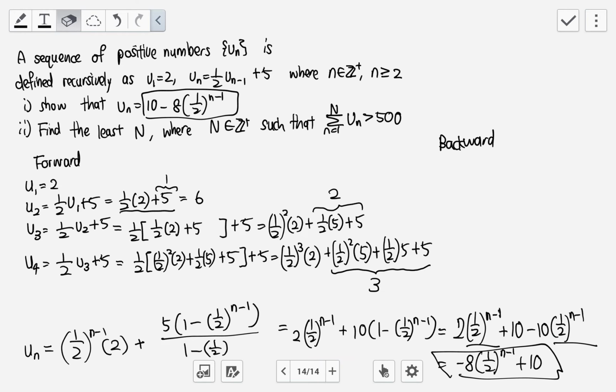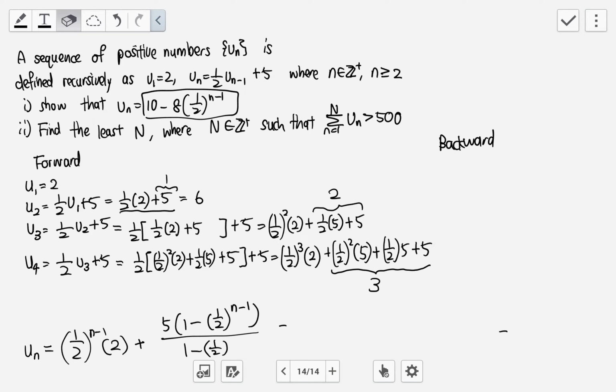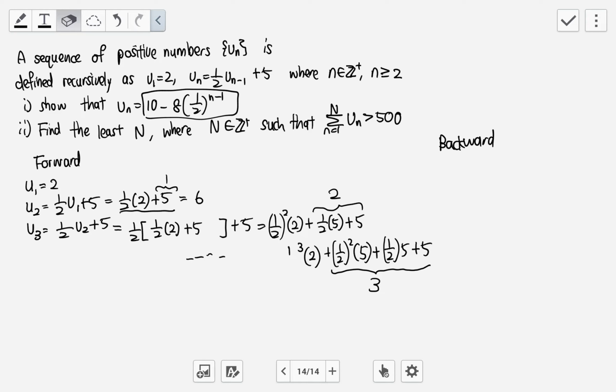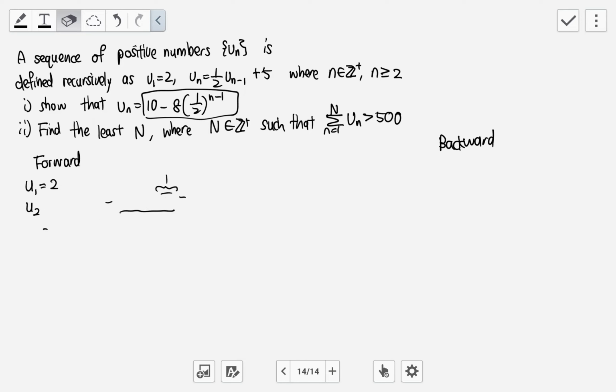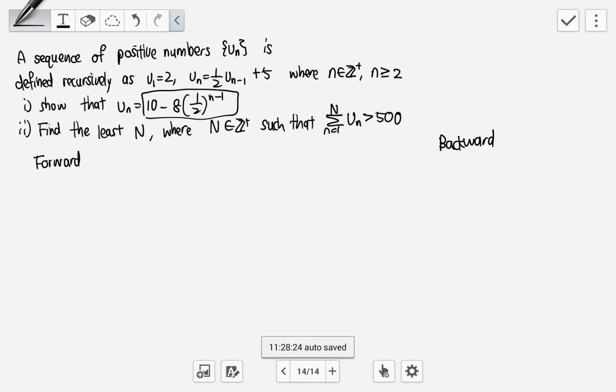The next thing is to find the least n, where n is an element of the positive integers, such that un... Since I know this, I'm going to erase all of this to make space. The next step is just to sum up all this u1 to un, so I'm going to use the summation. This is applying your understanding of summation notation. Oh, I haven't shown you the backward method. The backward method is slightly different, but never mind. I'll do this the backward method.